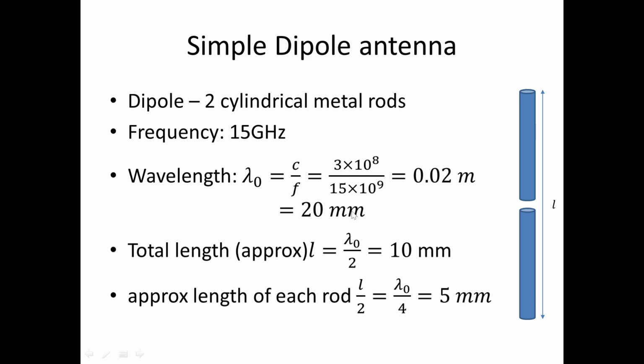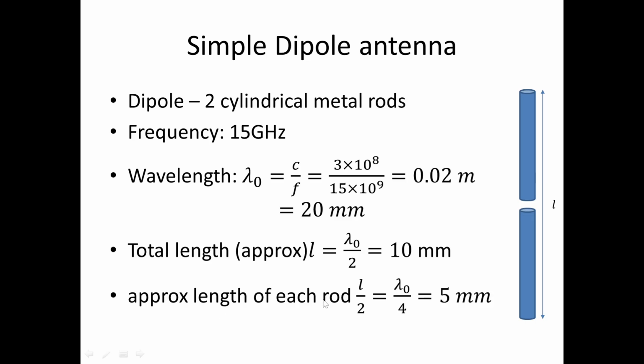So one wavelength is 20 millimeters, but a typical dipole antenna would have an approximate length of half the wavelength, so lambda naught by 2. Again, please note it's going to be an approximate value, so we'll have to fine tune it later on, which we'll see in the simulation as well. So the approximate length will be around 10 millimeters. So the overall length L value is 10 millimeters.